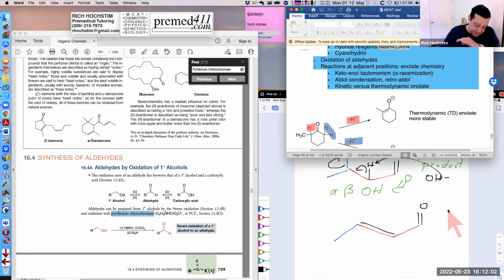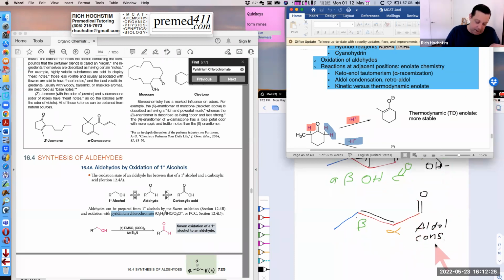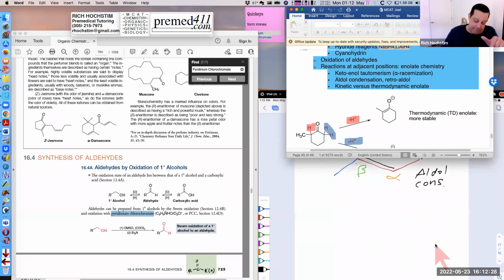And the thing about this is what we have here is this is alpha and this is beta. So this is an aldol condensation. And when it's aldol condensation, you're going to have conjugation, double, single, double, if you did it right. And the double will be on the alpha and the beta. So that's how alpha works. But if you think about it, this is alpha beta, alpha beta unsaturated.